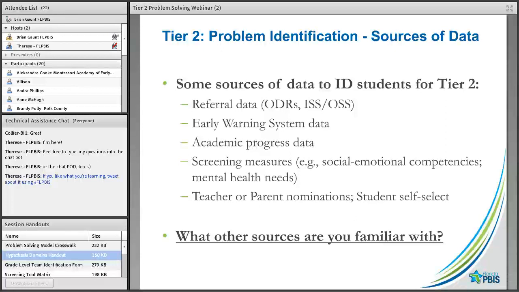So it's not just focused on kids who are being sent down to the office, it's also the kids sitting quietly in the back of the room that aren't engaged. Mhm. Great.